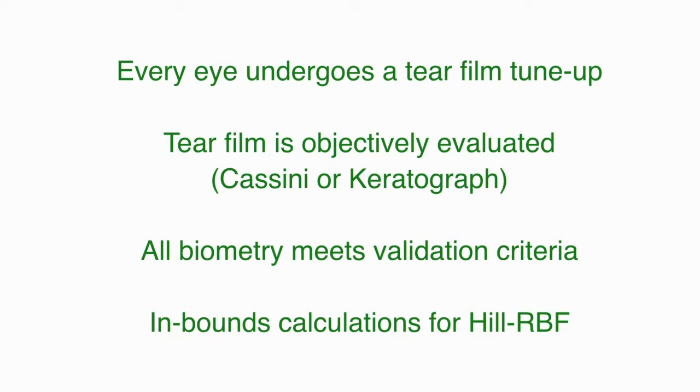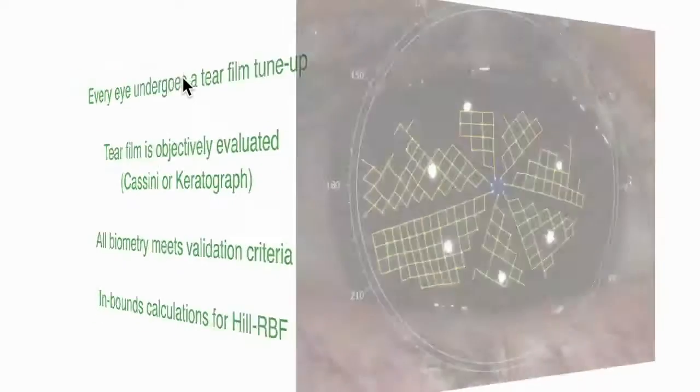I'm using Cassini and Keratograph right now, no financial interest in either company, to be sure that you have proper tear film mechanics before you do the biometry and the topography. You have to make sure all biometry meets your validation criteria, especially with the LENSTAR. And if you're using Hill RBF, you have to have an inbounds calculation. So all these are assumptions as I go forward with my talk.